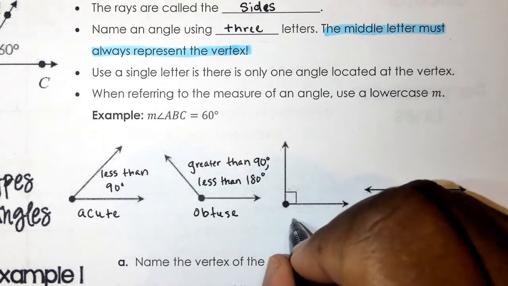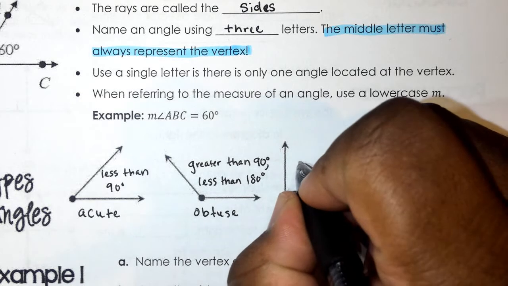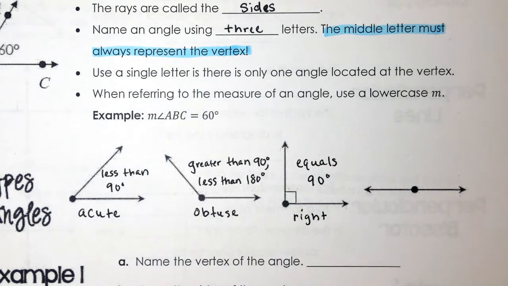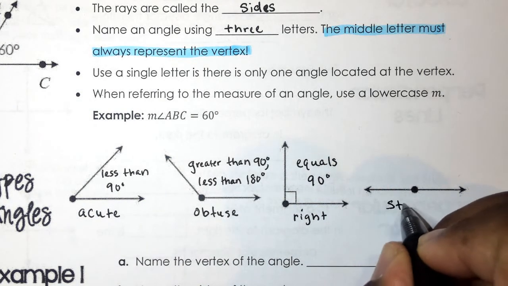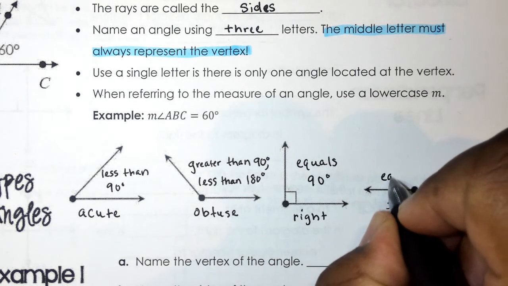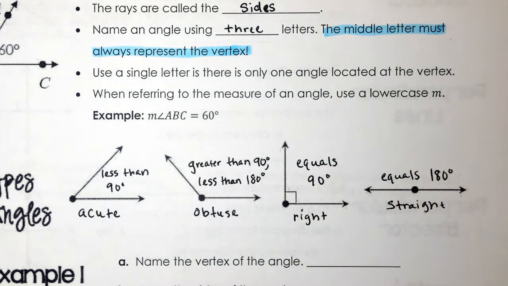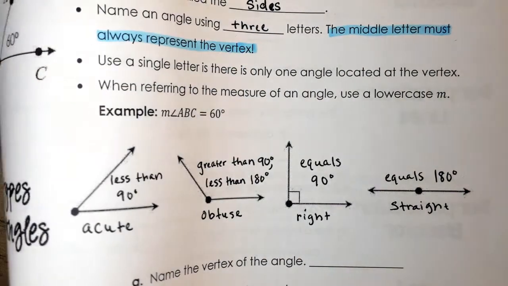The next one, a right angle. You know this equals 90 degrees. Last one, a straight angle equals 180 degrees. Alright. So that's how we classify our angles as either acute, obtuse, right, or straight.